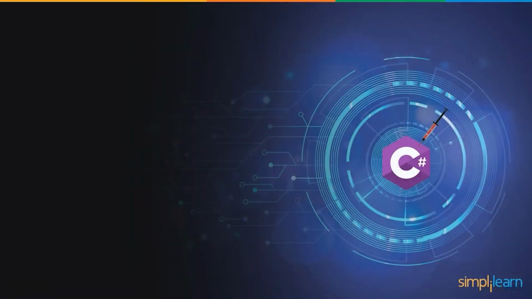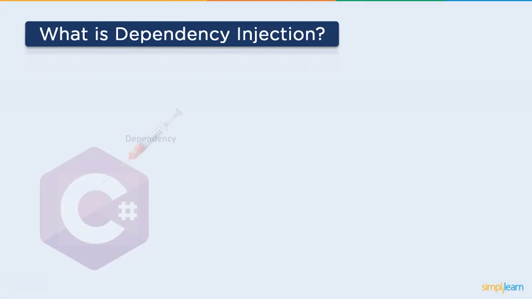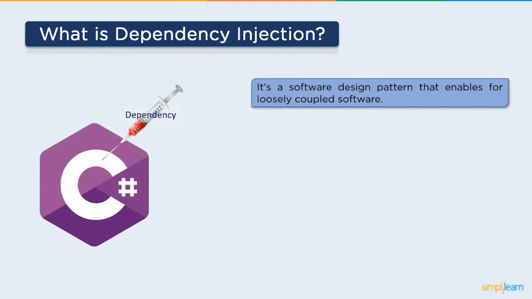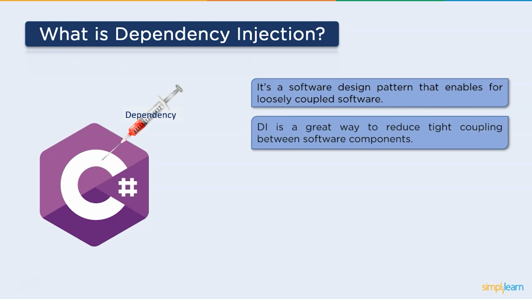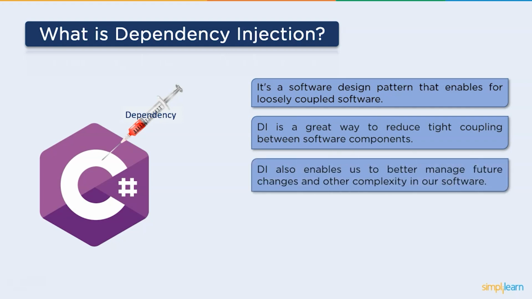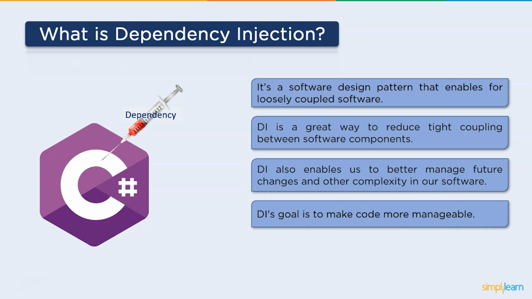So without any further ado, let's get started with what is dependency injection. Dependency injection is a software design pattern that enables the creation of loosely coupled software. DI is an excellent method for reducing tight coupling between software components. DI also allows us to more effectively handle future updates and other complexities in our product. The goal of dependency injection is to make code more manageable.